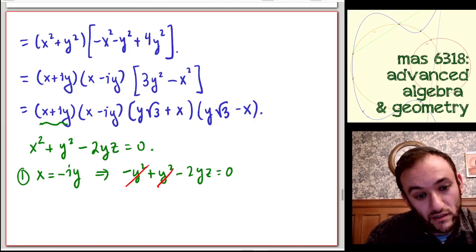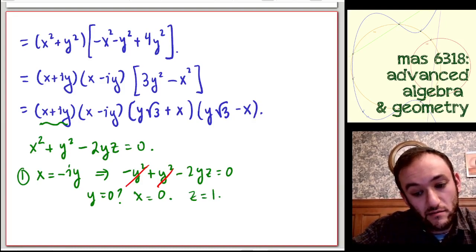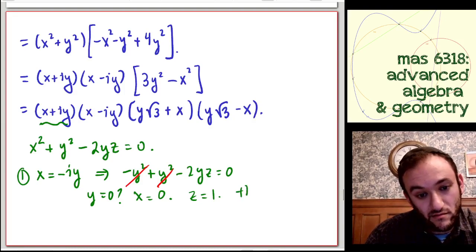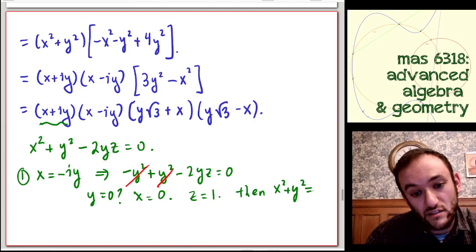Okay, well if y is 0, then that means that x is 0, because x is minus i times y. And that means that z would have to be 1. But then looking at the other equation, x squared plus y squared equals z squared, this is going to be false.